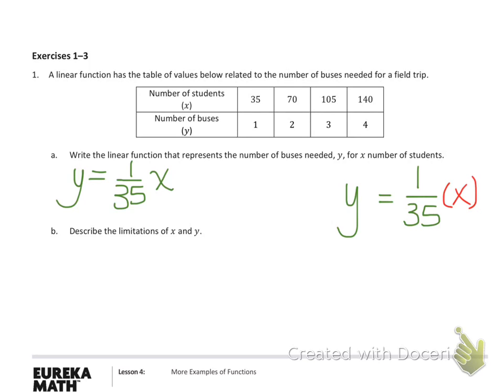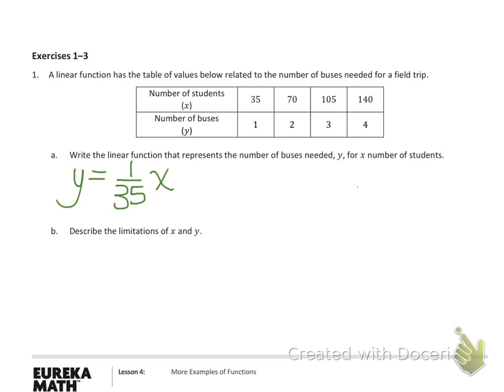Okay, so if you needed a few extra steps to get to that equation, that could be a way you could do it. And I like to just put in some numbers here. If the number of students is 70, and I put that in my function here, I get 70 times 1/35, which would be 70 over 35, which is 2. So that would predict the correct number of buses here, and I could check out another one if I wanted to. So are there limitations on x and y? That's question B. What limitations would there be on x and y?